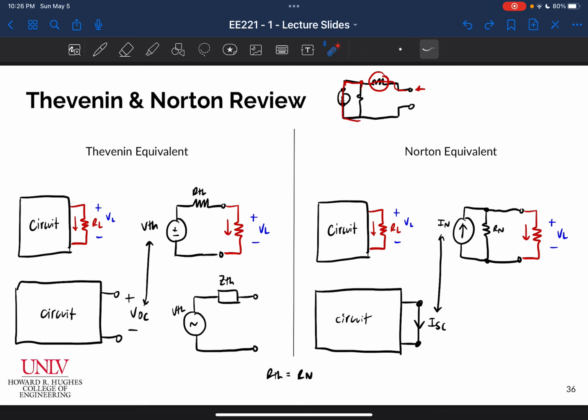So that's my Thevenin equivalent circuit, and my Norton equivalent circuit would be an AC current source. So this would be I Norton in parallel with my Norton impedance here, and then my load terminals are here. So that's our review of Thevenin and Norton.